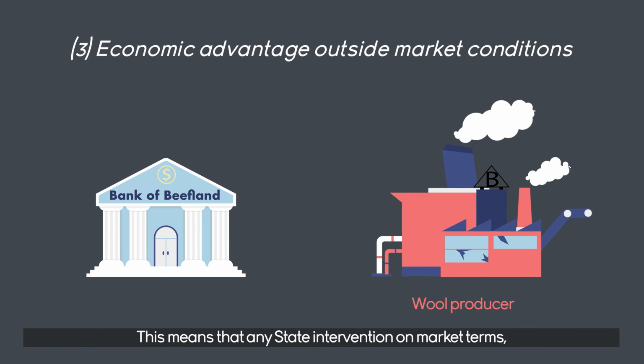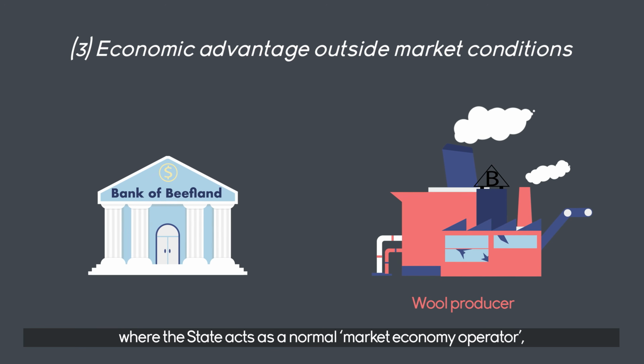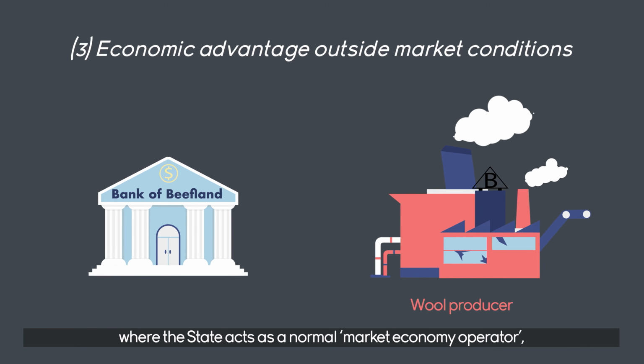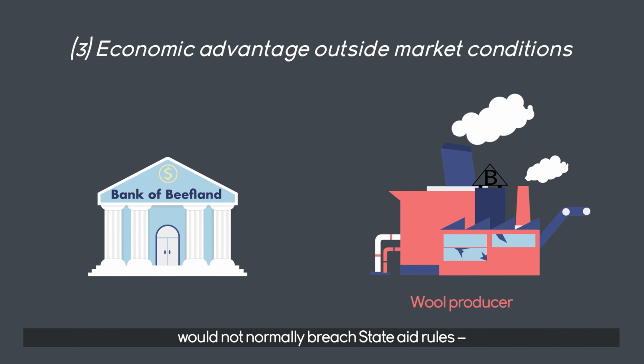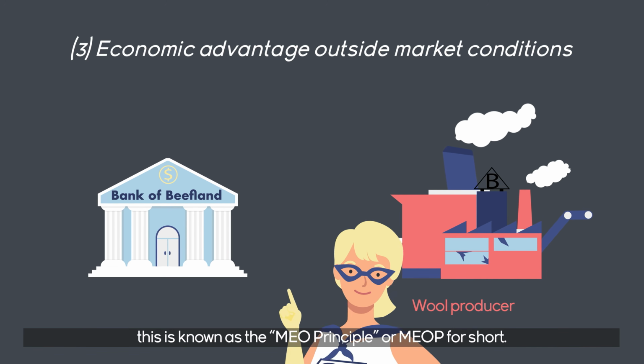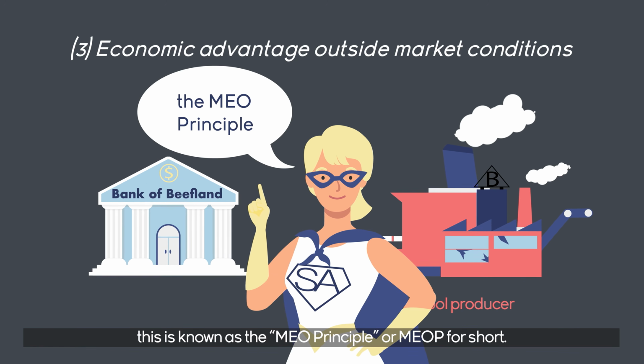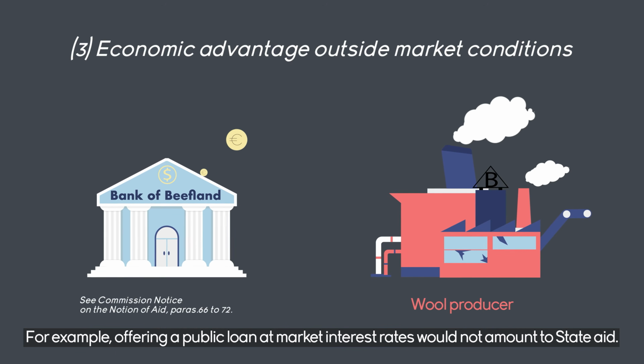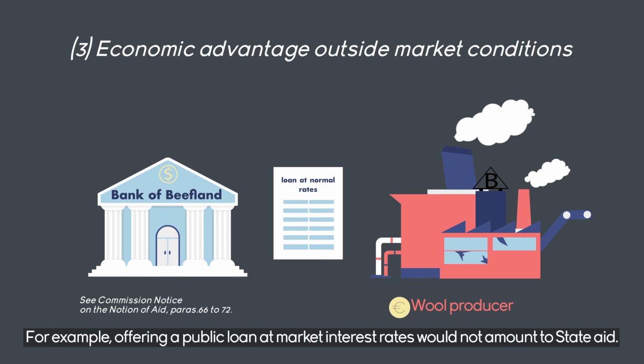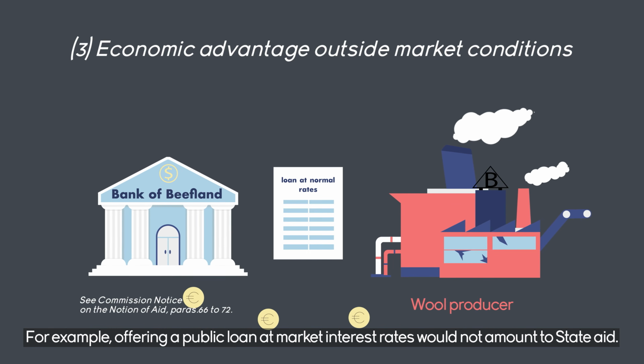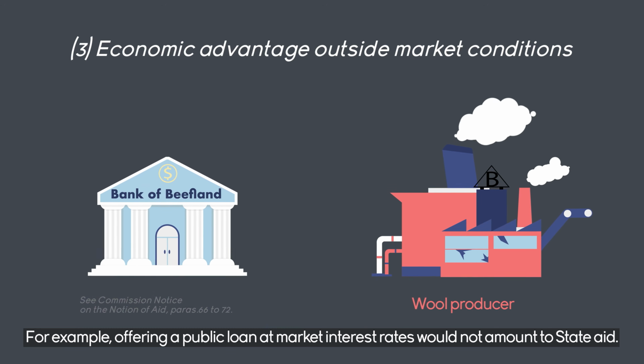This means that any state intervention on market terms, where the state acts as a normal market economy operator, would not normally breach state aid rules. This is known as the MEO principle, or MEOP for short. For example, offering a public loan at market interest rates would not amount to state aid.